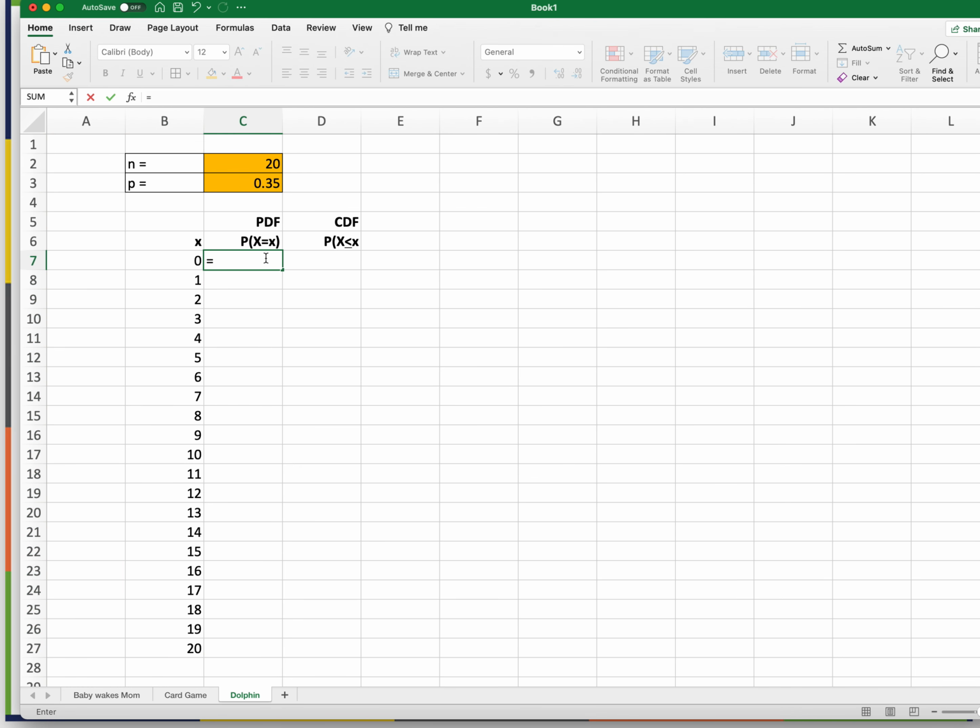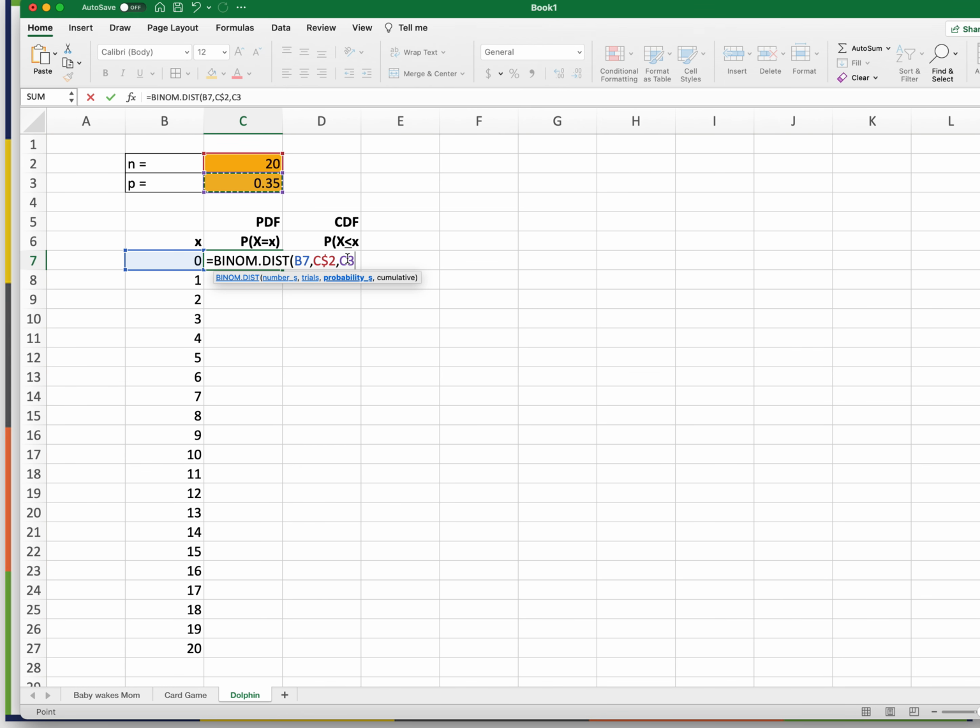I can say it's equal to binom, and here's one that says BINOM.DIST. That's a binomial distribution. And it says, what is my number s? Well, my number is going to be this 0, which is in this case B7. I put a comma on it. It says, how many trials are we doing? And it's 20 trials, and I want to put a $ sign there, because when I drag it down, that's not going to change. What's my probability? Well, my probability of the success, the dolphin doing the trick properly, is C3.